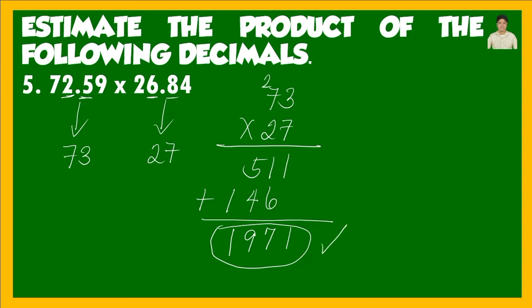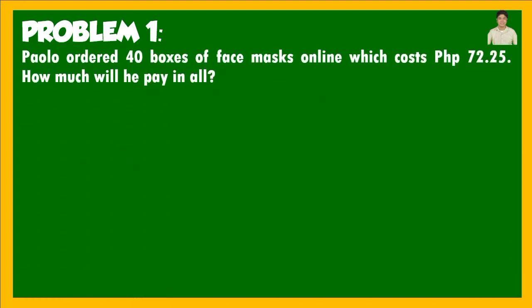So I hope naintindihan po natin yung process kung paano tayo nag-estimate ng product. So don't forget to round the numbers to the nearest whole numbers before multiplying. Since we are only to estimate the products, hindi naman yung actual or yung exact na sagot ang hinahanap natin. So after discussing the process of estimating the products of decimals, let us now proceed to solving word problems involving multiplication of decimals. So let's have the first problem.